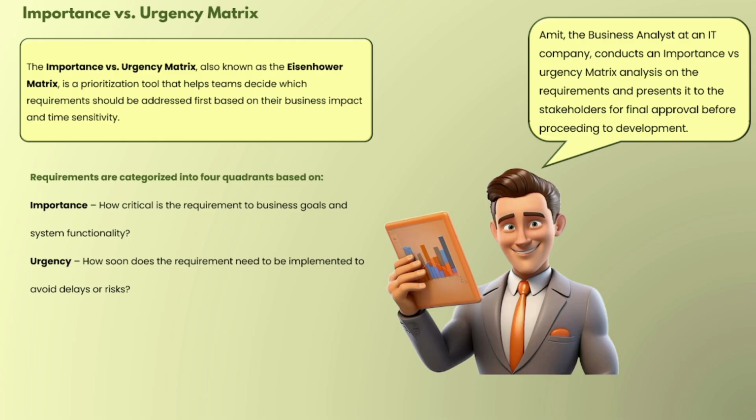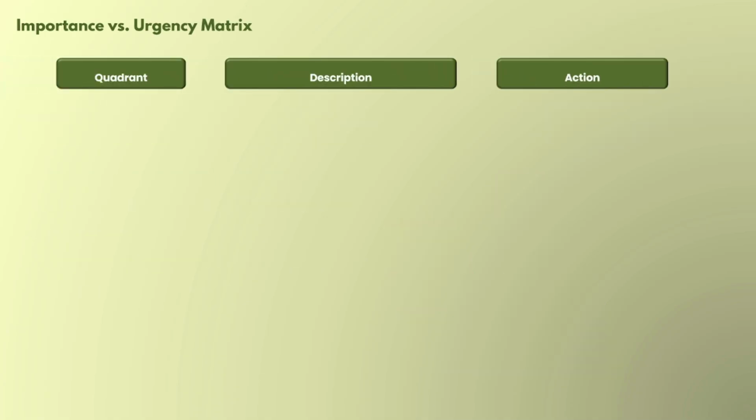Well, here we clearly categorize requirements into four quadrants based on two things. One is importance, one is urgency. On the basis of importance, we will see how critical the requirement is to business goals and system functionality, and for urgency we will see how soon the requirement needs to be implemented to avoid delays or risk. Now let us check the importance versus urgency matrix in detail. For simplicity, we have divided it into three columns. Sorry, four quadrants actually, not columns.